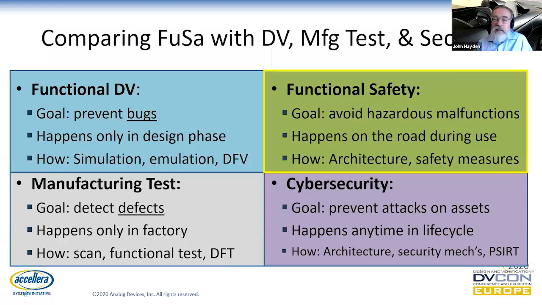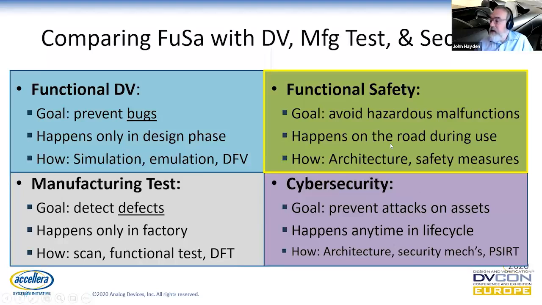We do this through innovating safe architectures and adding safety mechanisms. Cybersecurity is somewhat similar, but here the goal is to prevent attacks on assets. And unlike random hardware faults, which might happen here or there randomly, once a vulnerability has been discovered in cybersecurity, it will happen very intensely over and over until real-time incident response teams can prevent it. But again, we mitigate this with secure architecture, security mechanisms, and response teams.